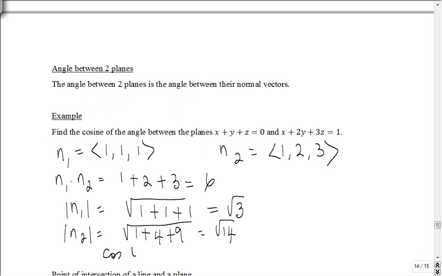And so the cosine of theta, using our formula, is the dot product 6 over square root 3 times square root 14, which is 6 over square root 42. That's all we need. They didn't ask us for the angle, they just wanted cosine. Okay. Any questions so far?